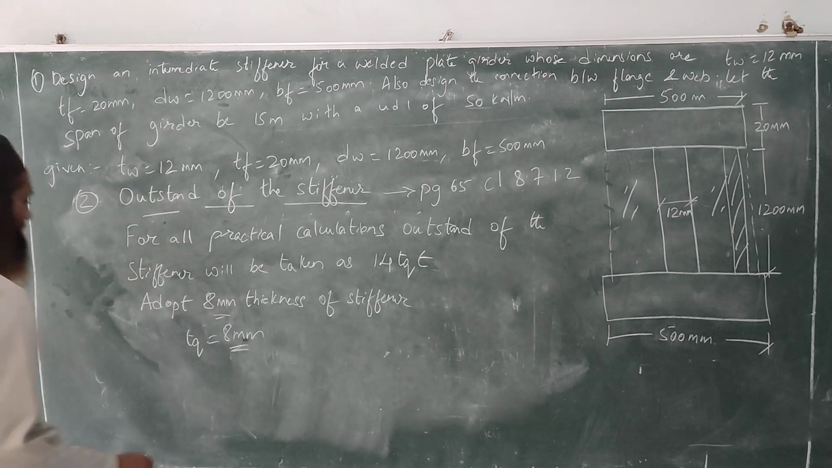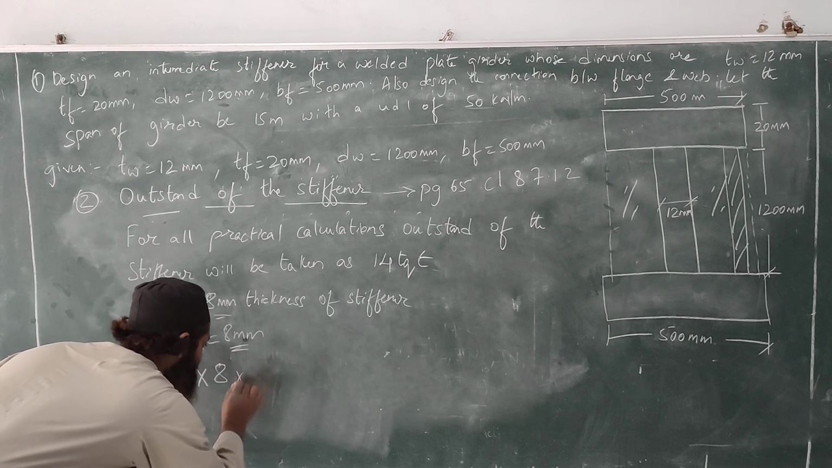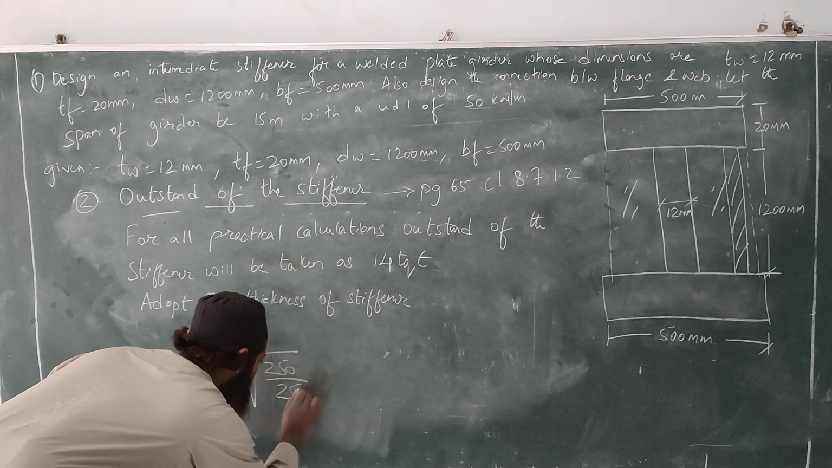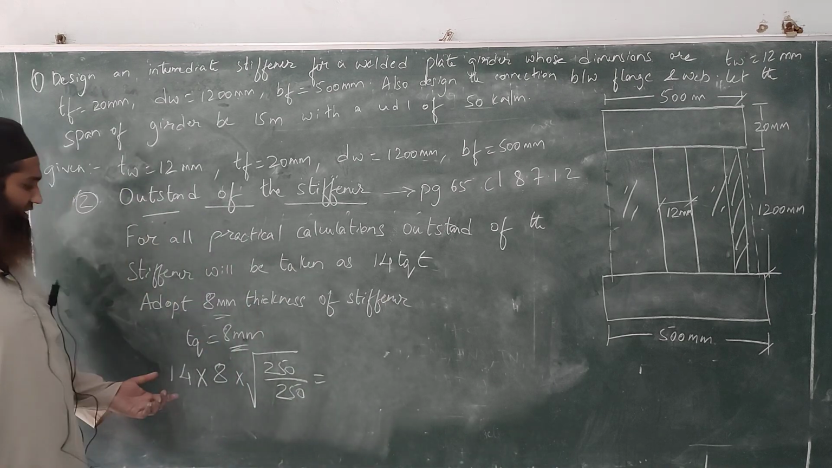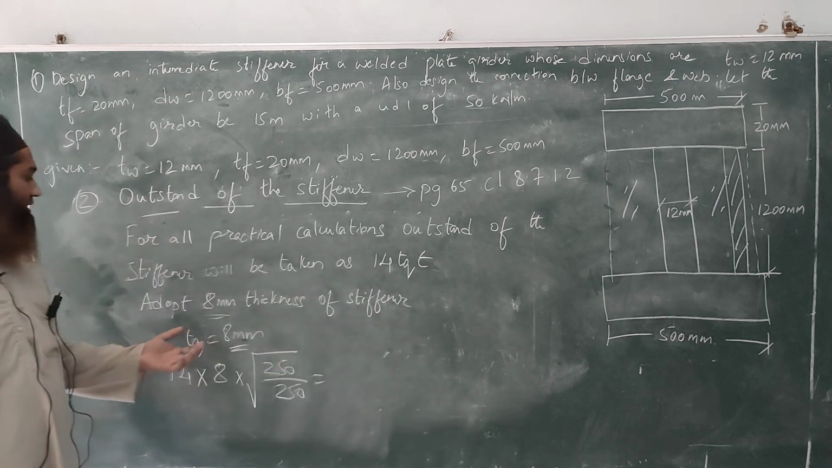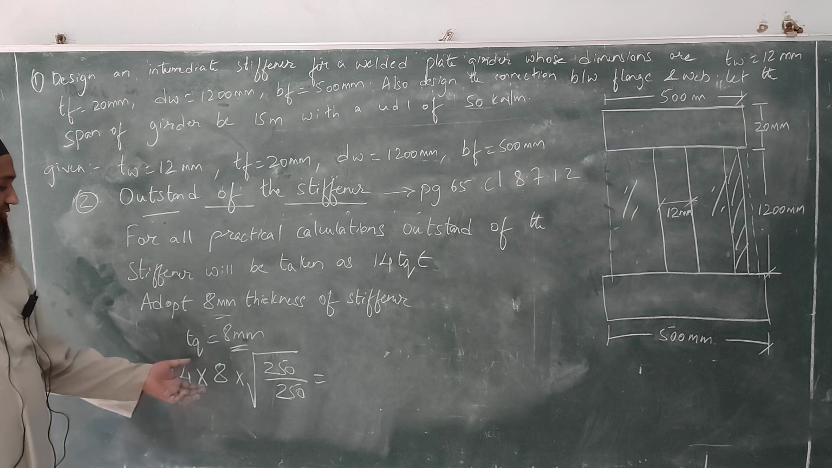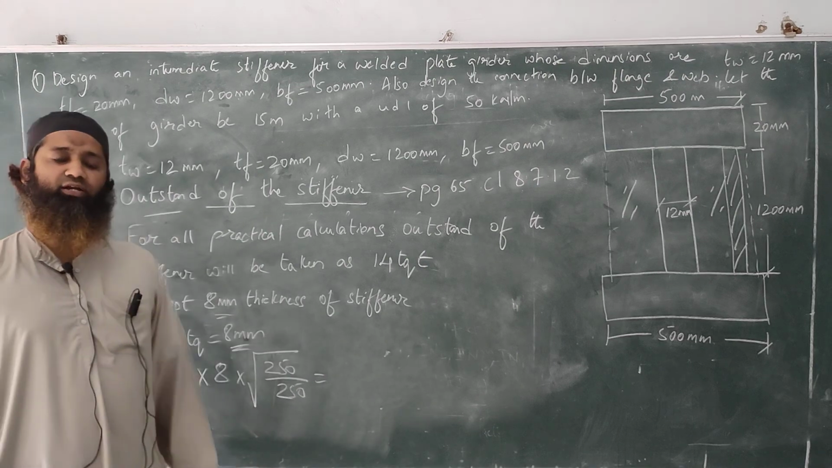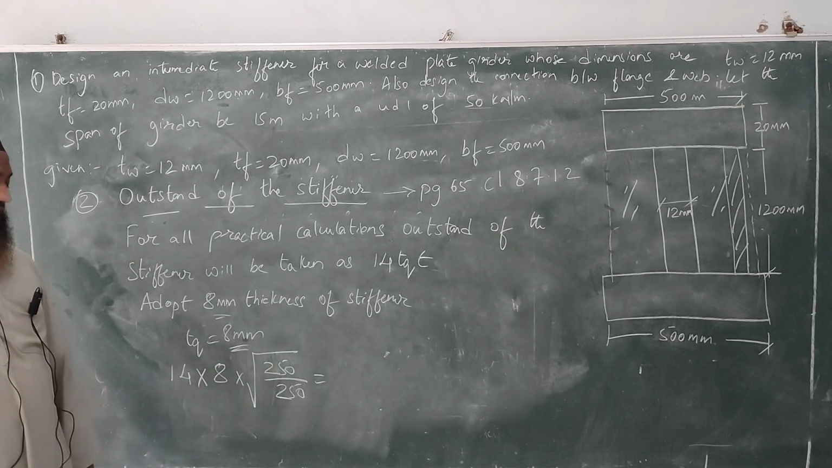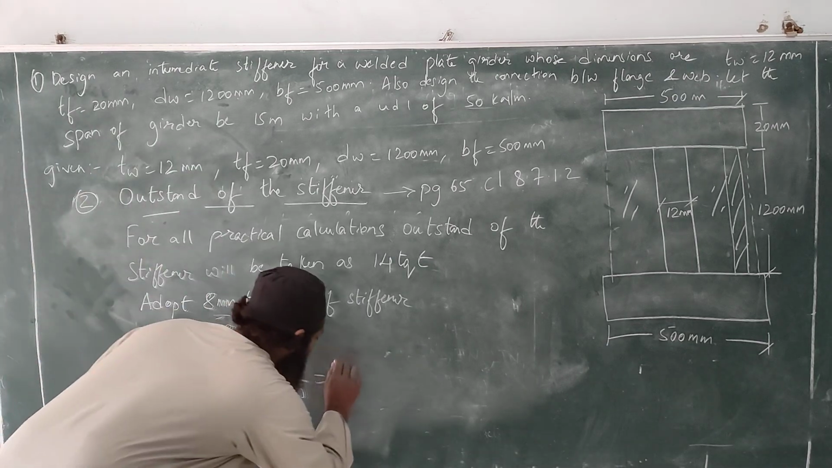14 t_q ε. So this is 14 into t_q, which is 8. As you know, ε is root of 250 by 250. I'm assuming the thickness of the stiffener as 8 mm and just substituting it here: 14 into 8 into root of 250 by 250. I've just substituted these values here. After calculations, I'm getting this value as 112 mm.